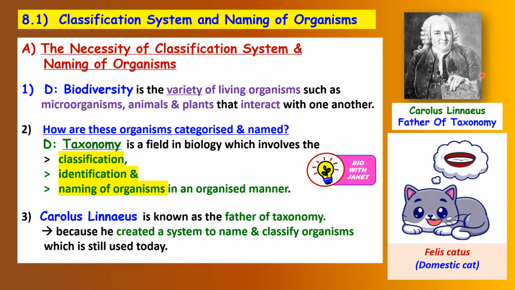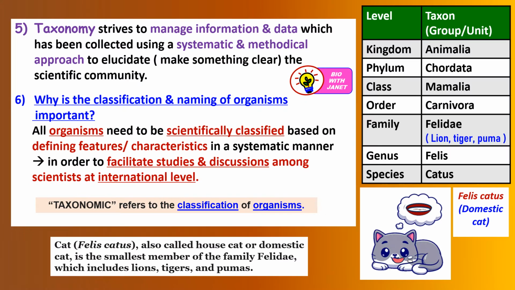Now, Carolus Linnaeus is the scientist who created a system to name and classify organisms that is still used today. That's how we get Felis catus for the domestic cat, right? Which is the name for the domestic cat. So Carolus Linnaeus is called the father of taxonomy. Taxonomy here means something to do with classification, the father of classification of organisms.